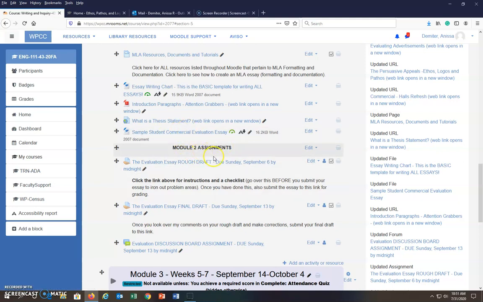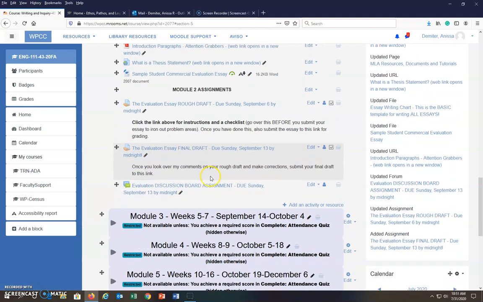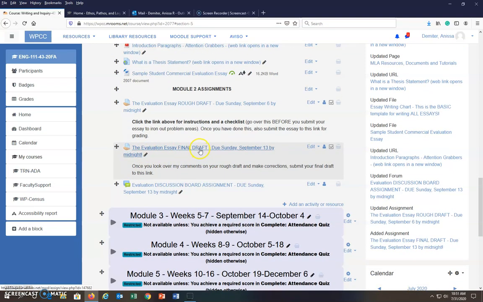And then in Module 2 assignments, you've got the evaluation essay rough draft that's due September 6th. If you click on this link, the actual instructions for the essay are in this link, and I'll show you those in just a second. And then you've got the evaluation essay final draft, which is due September 13th. And then you also have a discussion board assignment that is due September 13th.